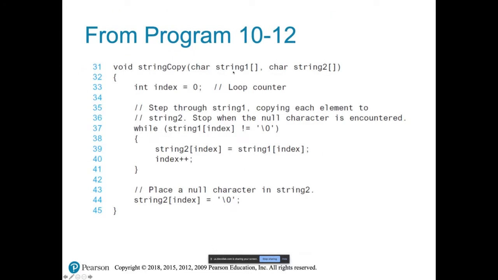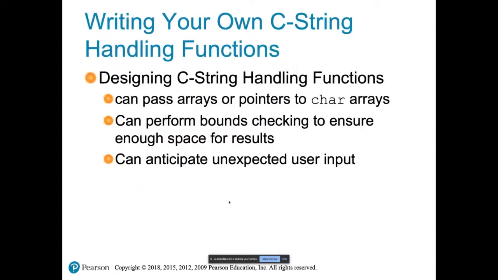So right here, with the string copy, they're creating their own function to copy. They're saying, while the string index is not equal to the null terminating bit, copy string 1 to string 2 and increment the index. Eventually, this will reach the null terminating bit and it'll exit out. Once that's done, they append the null terminating bit to the end of string 2. So that's what they're doing, writing their own C-string handlers.